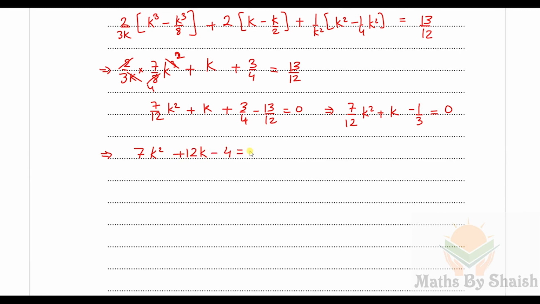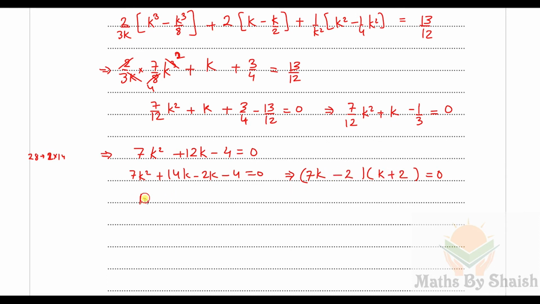7 times 4 is 28, and here it is 12, so we got 28. It would be 1 into 28, 2 into 14, and we need to subtract to get 12, so 14 minus 2. So it is 7k² + 14k − 2k − 4 = 0, which we can simplify by factorization. This is going to be 7k common, so it is (k + 2), and from here we'll take −2 common.